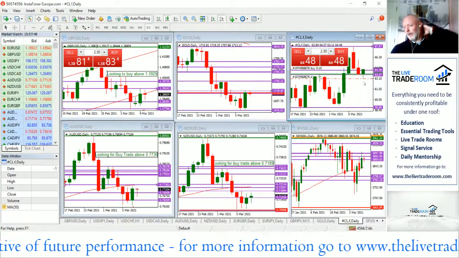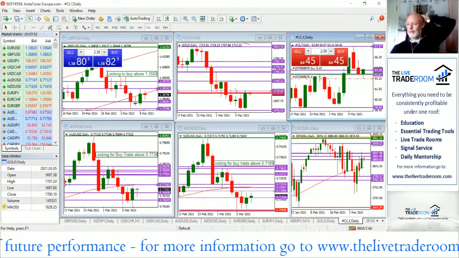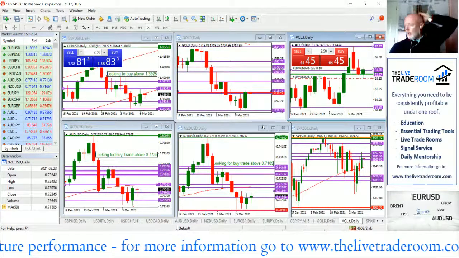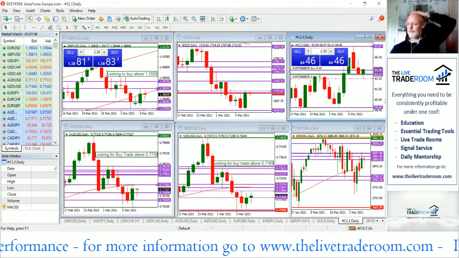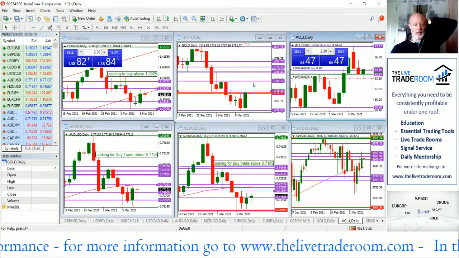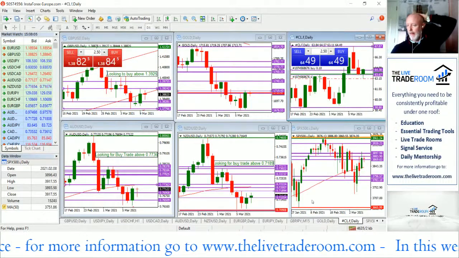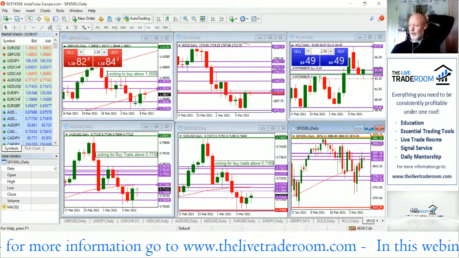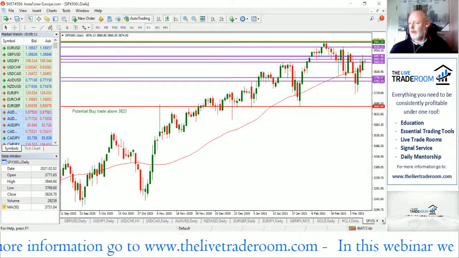So we're looking for that little buy trade to the upside for crude oil, and we do have crude oil inventories today, this afternoon, so we'll keep a close eye on that one. The S&P, it's not really doing anything just yet. We're not really seeing any significant move.